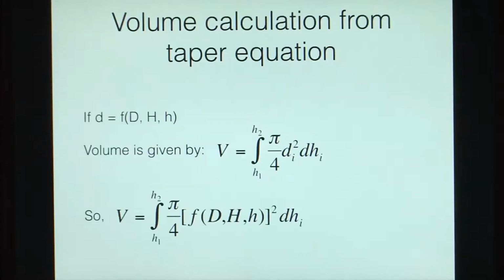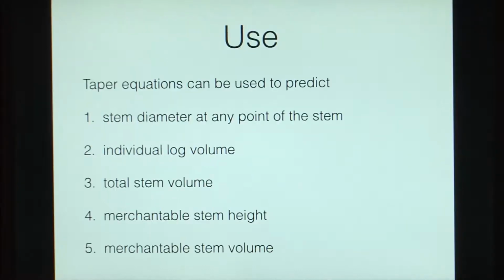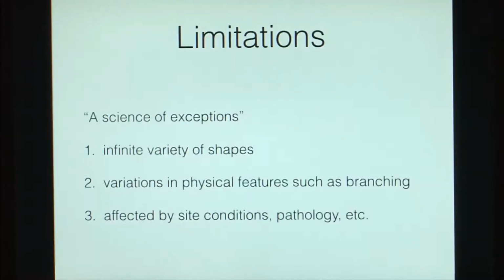So, a taper equation is useful because you can calculate volume from the taper equation, and it can be used to predict a number of things. For instance, if your tree is decreasing in diameter as we go up. So, if we want to measure the length of the commercial timber, we can get it from there. If we wanted to get the volume of commercial timber, we can get it from there. Individual log volume, stem volume, merchantable stem height and so on can be found out using the taper equations. However, it has some limitations because of the exceptions.